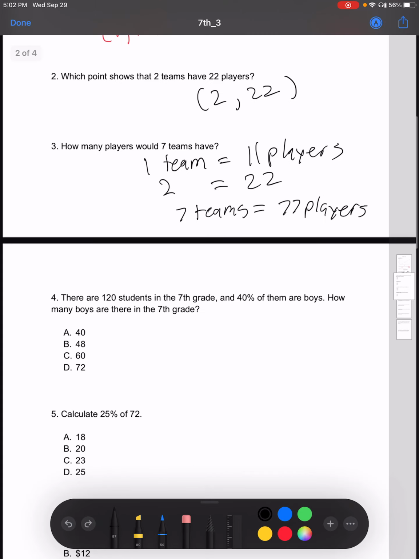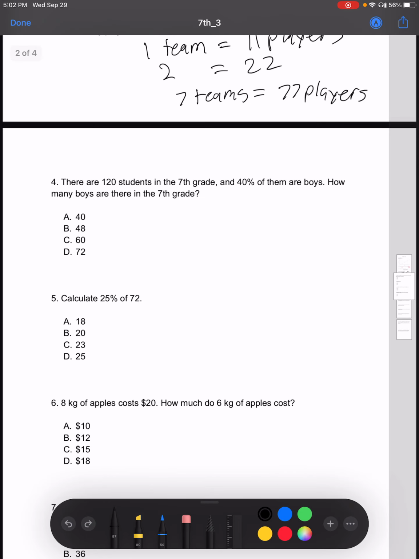Moving on, we can try a few of these. Looking at number 5, calculate 25% of 72. 25% can be written in 2 ways. It can be written as a decimal, or 0.25, or as a fraction, which is 1/4. These all mean the same thing.